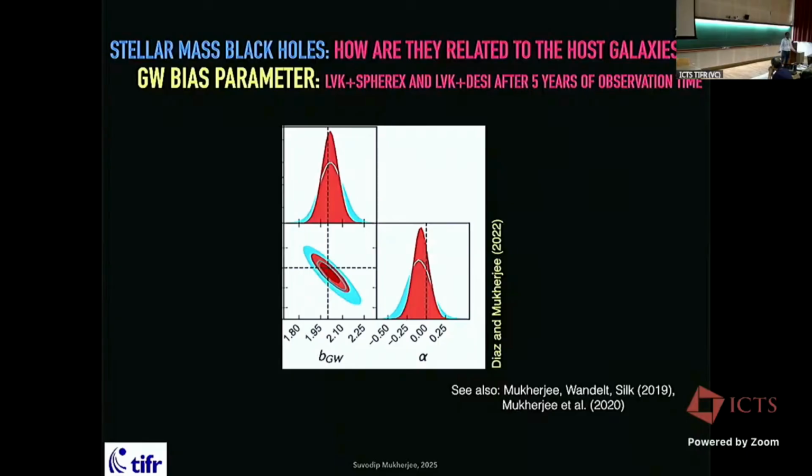We do not know what this quantity is. We marginalize and we do it together, but we expect to see a redshift evolution, which is captured by the parameter alpha, and the b_GW is the normalization at redshift 0.